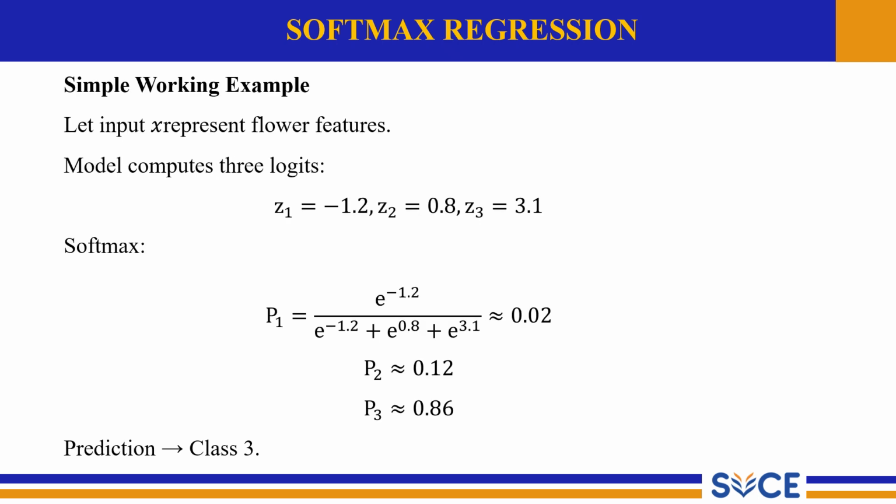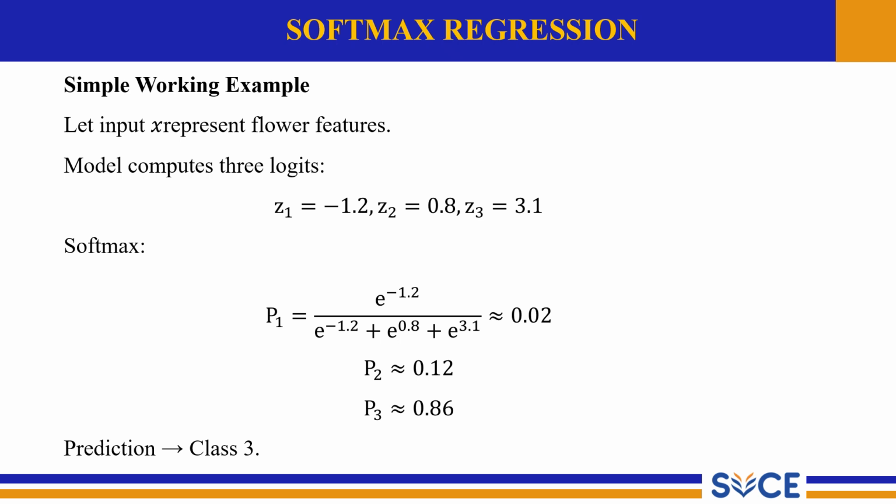A simple working example of softmax regression. Let input x represent a flower's features. Step 1: the input features represent the features of a flower. The model computes logits for the three classes: Z1 = -1.2, Z2 = 0.8, Z3 = 3.1.